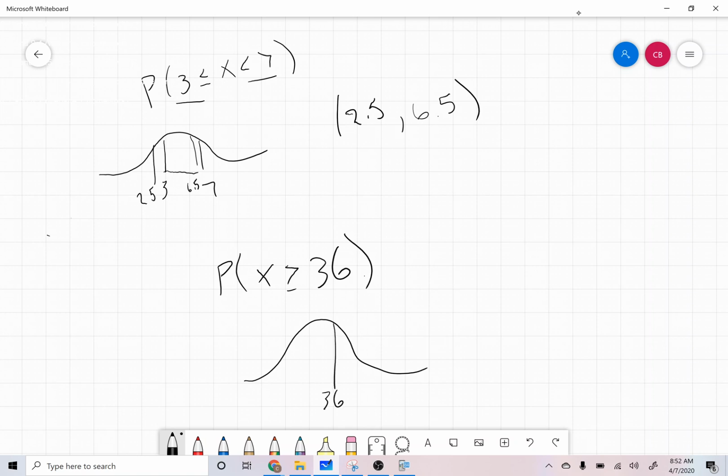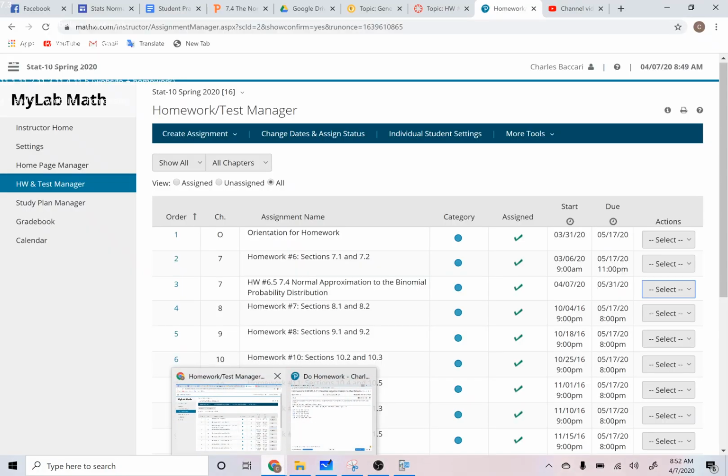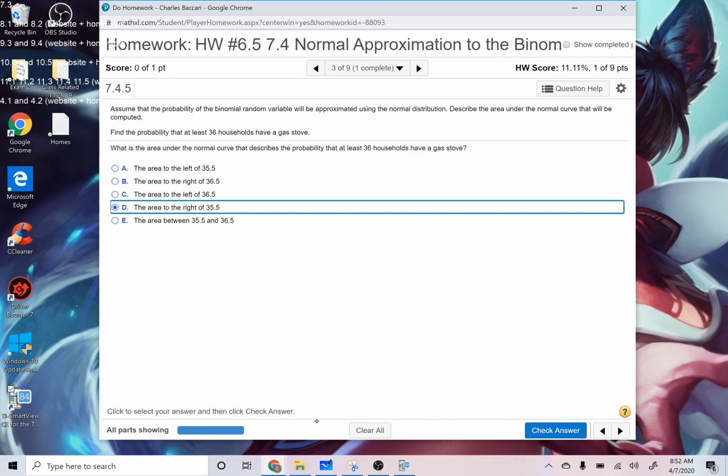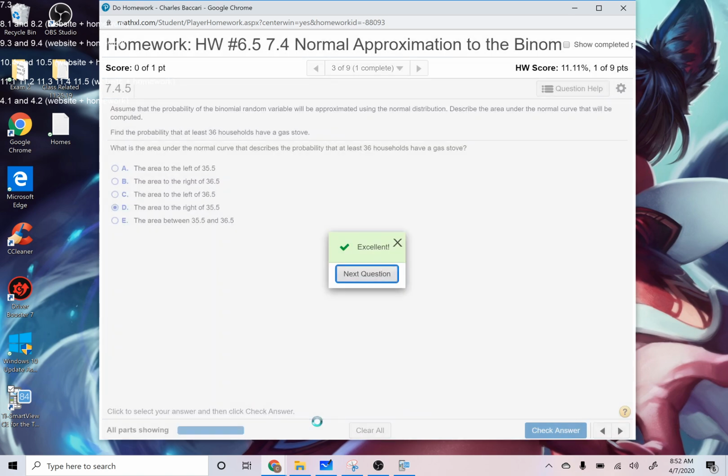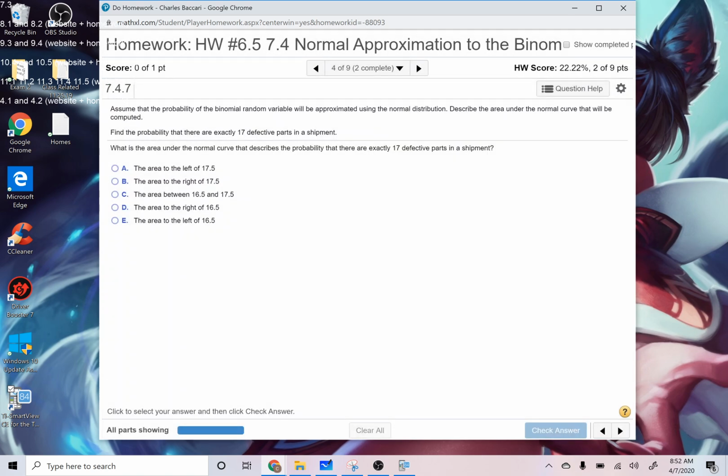Here's 36. We want to make sure that's included, but we went greater than, so we want to go to the left, 35.5. We want everything to the right of 35.5. So area to the right of 35.5, check the answer, and we're good to go. Sorry about that. I didn't realize it switches questions. There's multiple questions. The other one I was doing was the other one, so I didn't think anything of it.